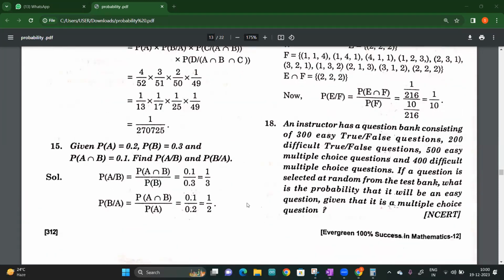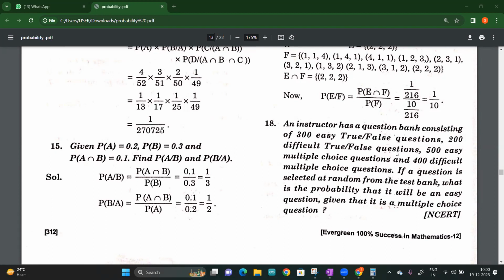Last two questions left. An instructor has a question bank consisting of 300 easy true or false type questions. This is a very important question. Copy it. Very, very important question. You have to solve this for 2 marks. True or false type questions.